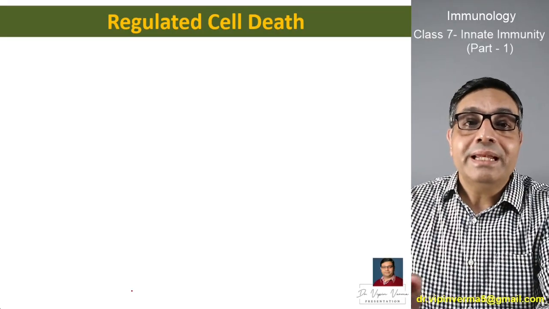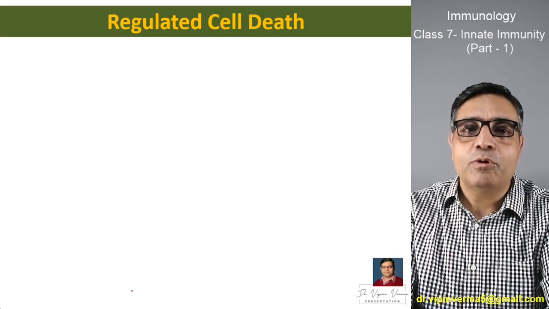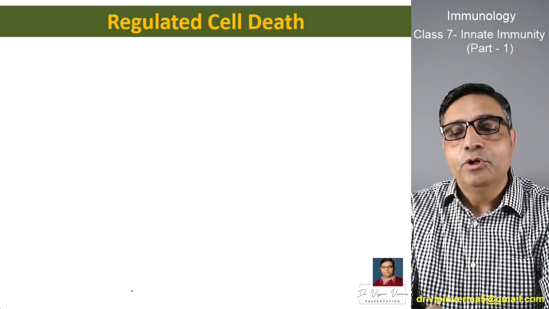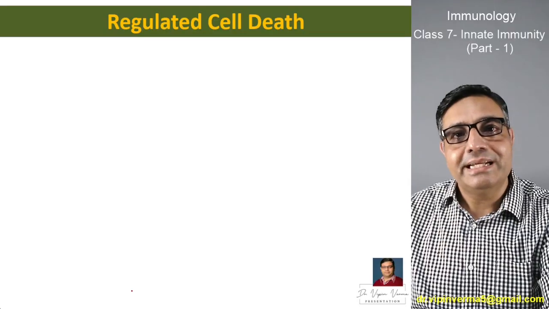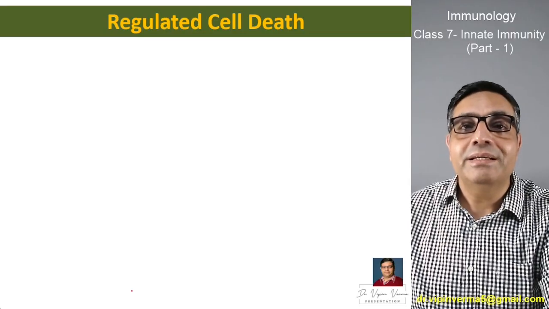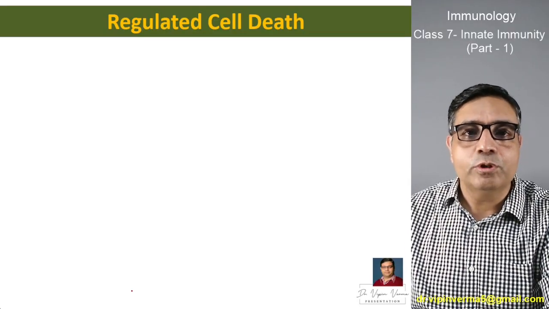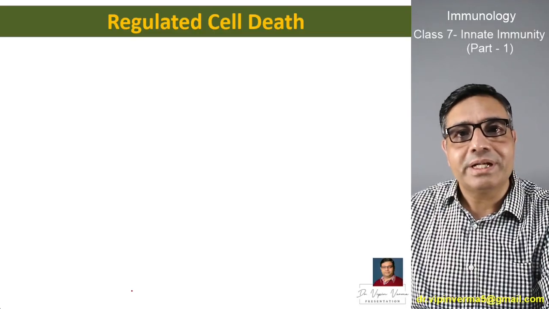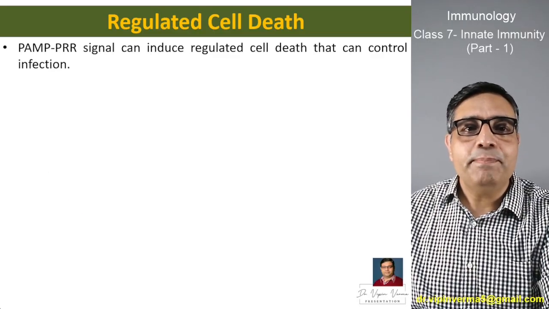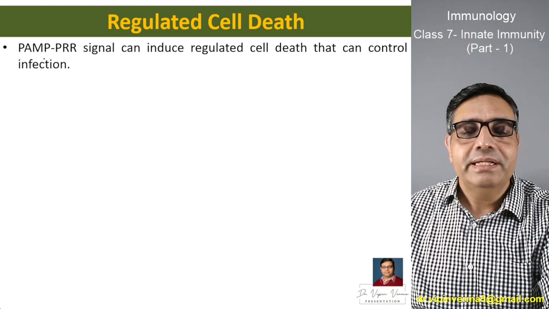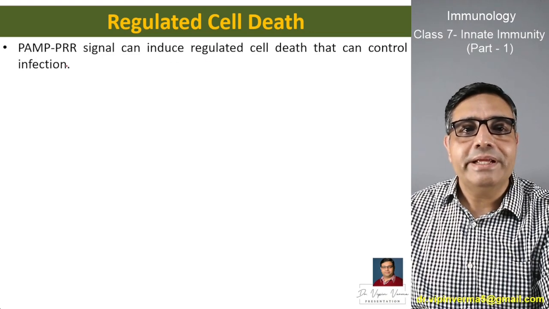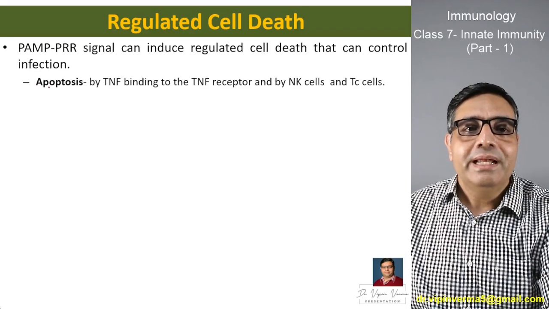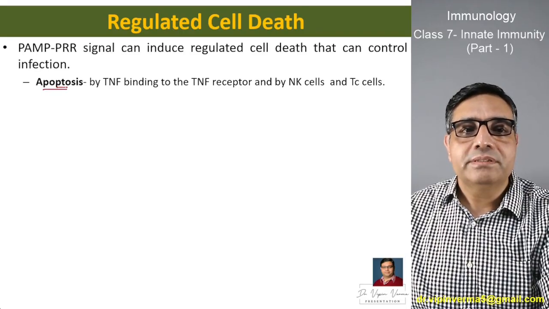Okay, now the last part of today's discussion is about regulated cell death. You know that we have apoptosis as a regulated cell death, right? But there are some other mechanisms also, which we will see shortly. So PAMP-PRR signaling can induce regulated cell death that can control infection, right? Now, one is apoptosis.